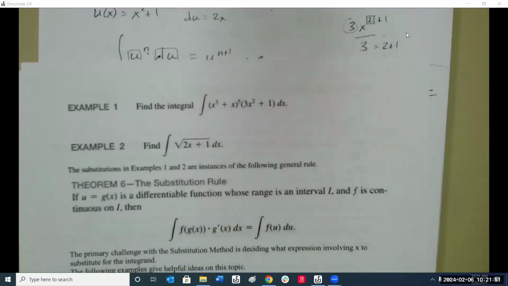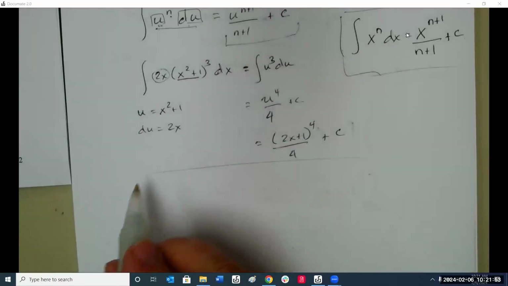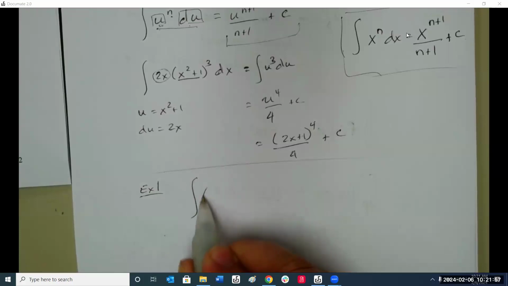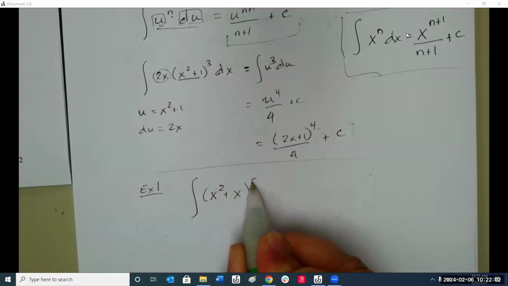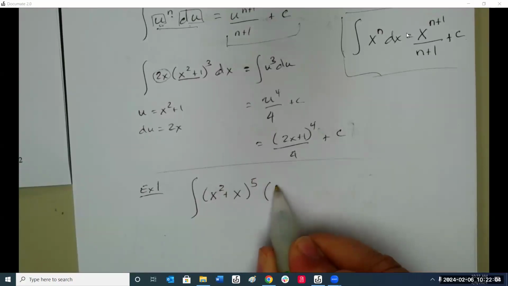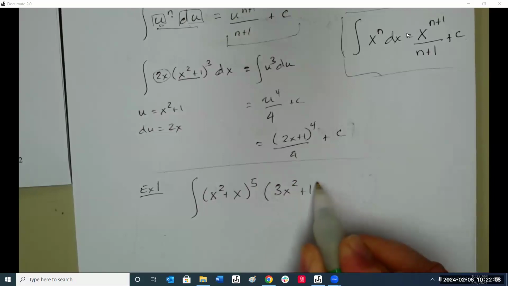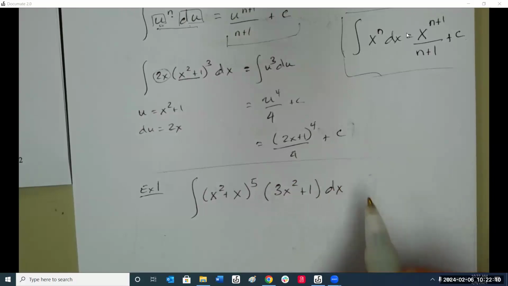Example 1. Find the indefinite integral of (x squared plus x) to the 5th times (3x squared plus 1) dx.